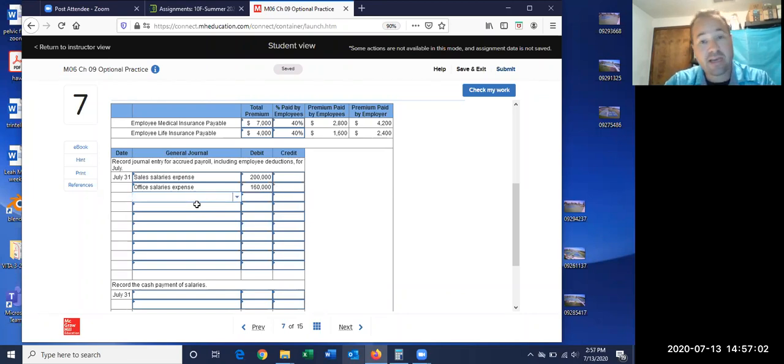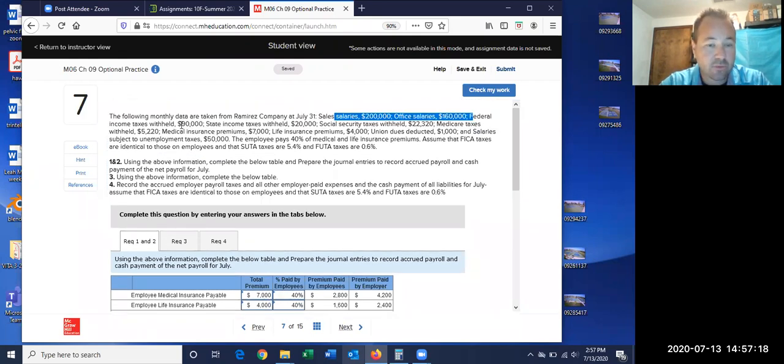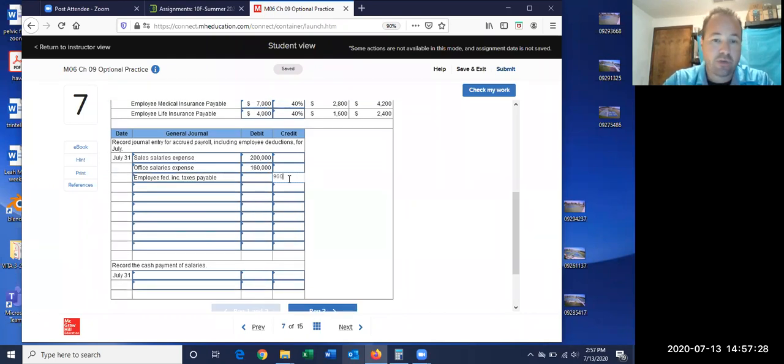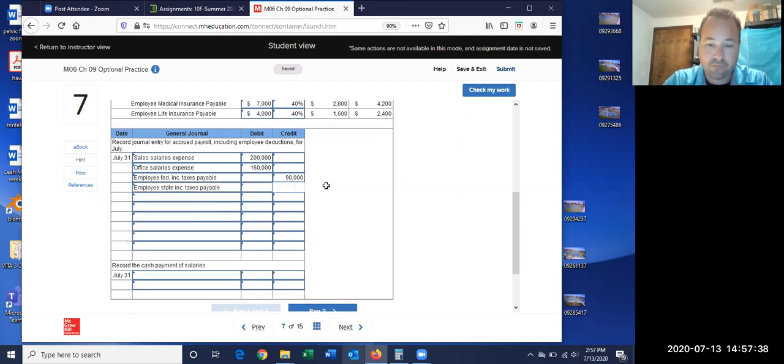All the rest of them are now going to be taxes taken out or other withholdings. The first one was our federal employee Fed income taxes payable. They told us what that is. So let's just do them in order. So we're going to do 90,000. Then the next one is our state income taxes at 20,000. And then let's put in here employee state income taxes payable.